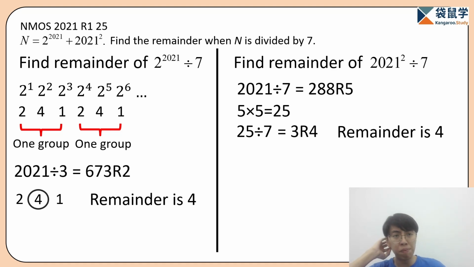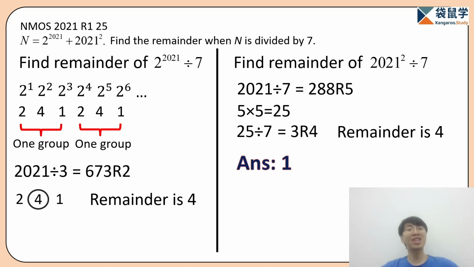But 4 plus 4 gives me 8. Can the remainder be 8? Of course not, right? So what do we have to do? 8 divided by 7 gives me the answer of just 1. And we are done with the question. So we realize actually the question isn't that hard. Even though it's a 25th question, it's pretty simple once you break it down bit by bit.